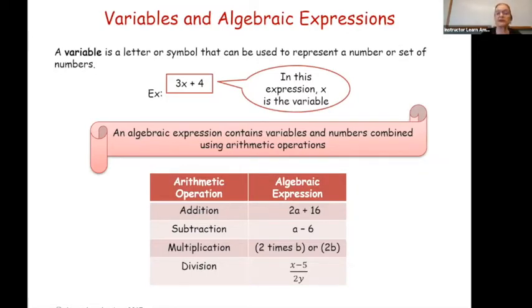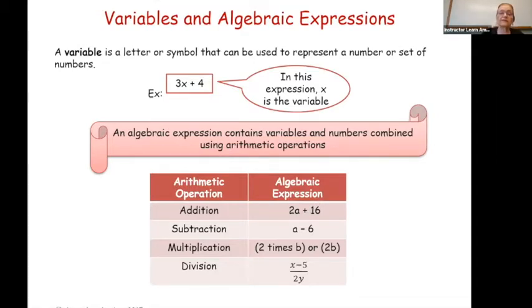Now, why is it called a variable? Well, it's called a variable because it can vary. The idea is that we want to be able to express relationships that involve operations of arithmetic, but also that could allow us to have different values for numbers that we plug into these expressions. So let us take a look, for example, at various algebraic expressions that contain variables and numbers and which are going to be combined using arithmetic operations.